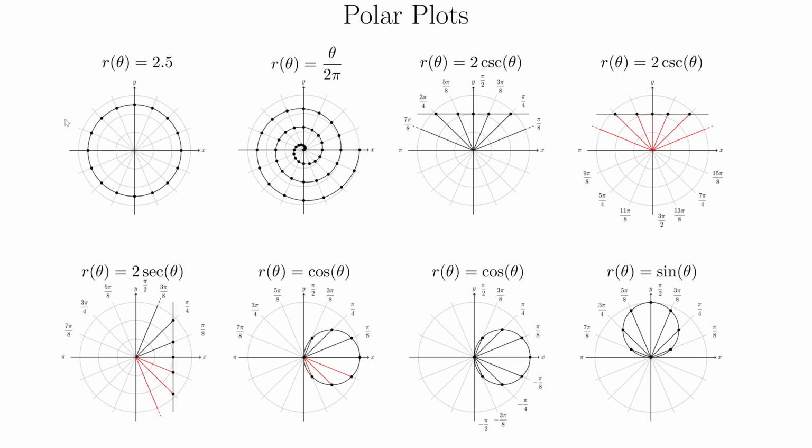So here we'll go through some polar plots. These are a lot more accurate than I could ever draw. So quite a variety here: a circle, spiral, some lines, and then some circles. The videos after this are on cardioids and rose curves. Let's just go in on how you would graph these.